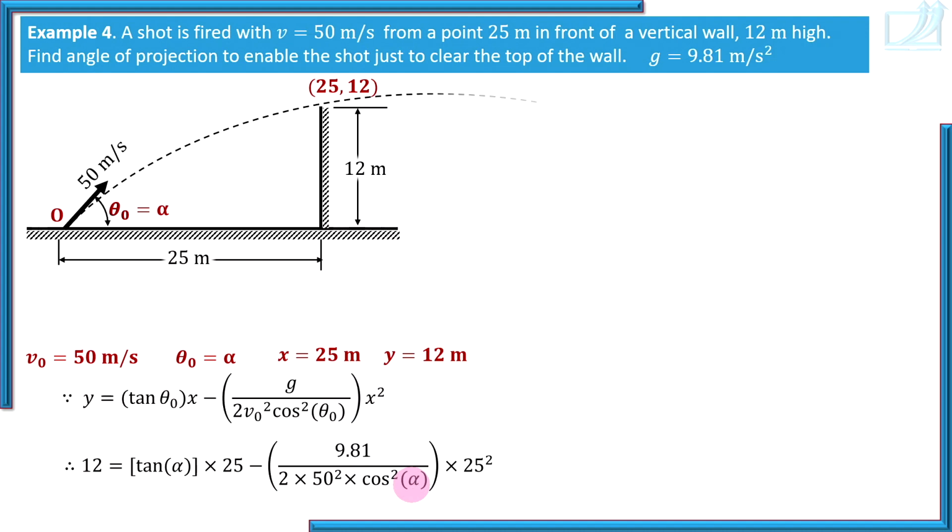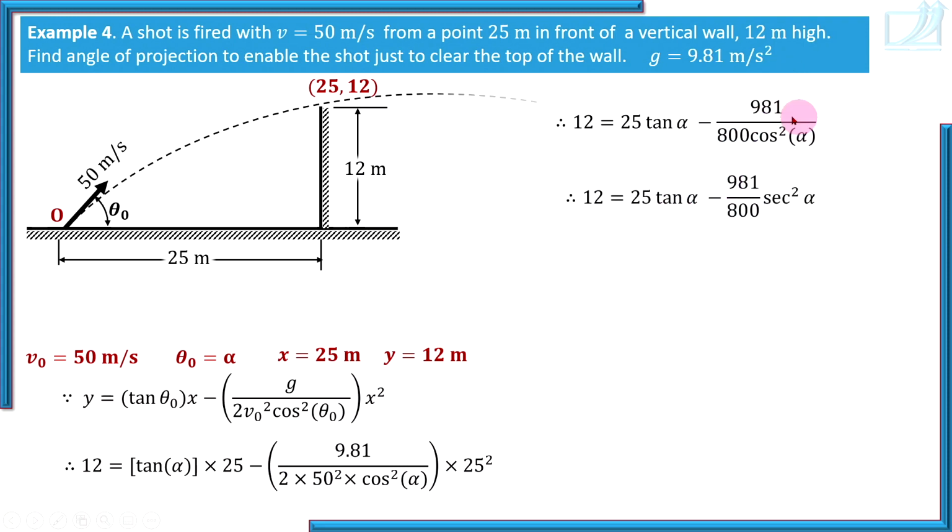But there are two values of alpha satisfying this equation. Squared is involved here. If you simplify, you will realize that it is a quadratic equation and then you can use quadratic equation mode. How do we proceed with the calculations? Try to understand, just simple. It is 25 tan alpha. Calculate 9.81 into 25 squared divided by 2 divided by 50 squared. And this is how you get the equation.